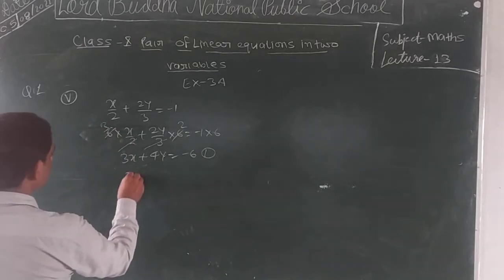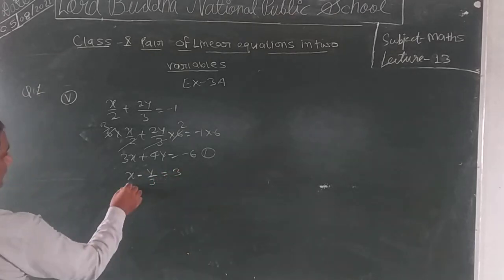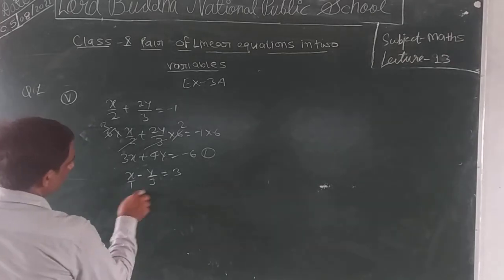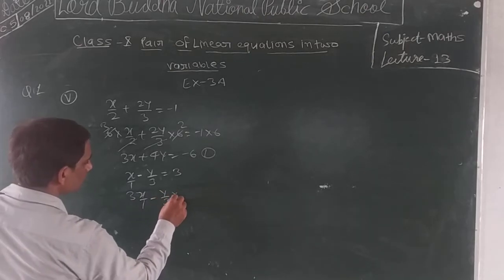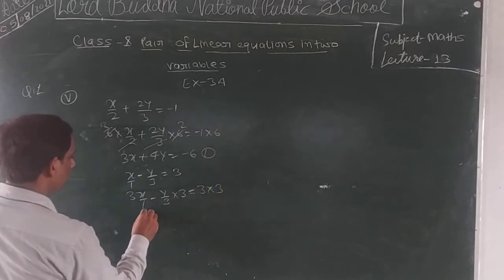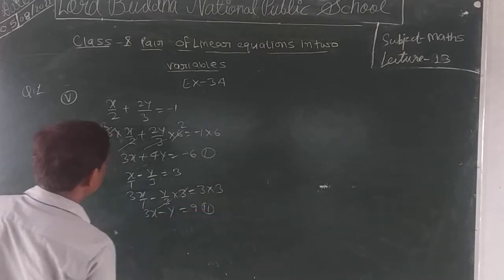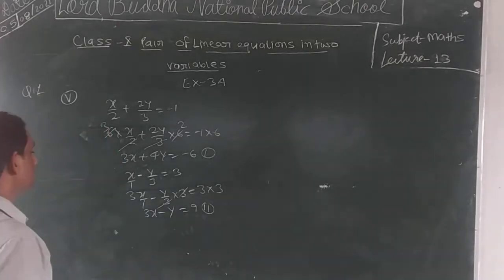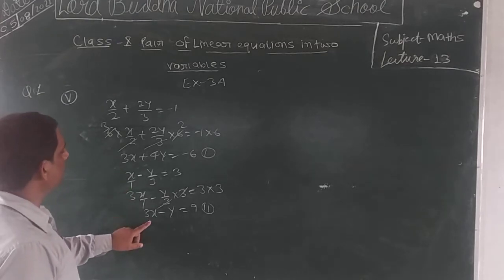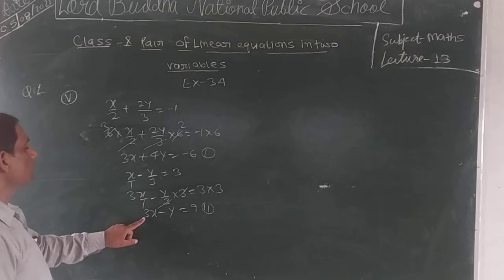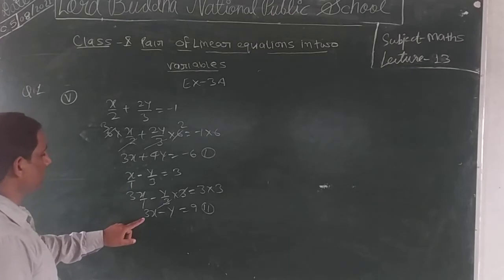Now, the second one is x minus y upon 3 equal to 3. Here, we can write x as x upon 1. LCM will be 3. We multiply this equation by 3. 3 into x upon 1 minus y upon 3 into 3 equal to 3 into 3. Means 3x minus y equal to 9. This is the second equation. From the first and second equations, we see that the coefficients of x in both equations are the same and have the same sign. Hence, to eliminate the variable x from these two equations, we subtract the second equation from the first equation.